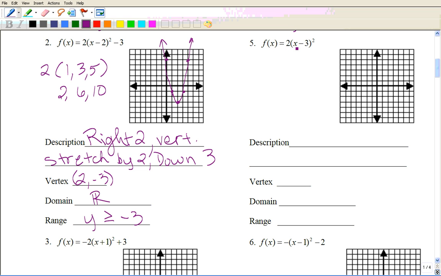On number 5, we have 2 times x minus 3 squared. So my parent function of a vertex of 0, 0, that -3 tells us that we're going to go to the right 1, 2, 3. The 1, 3, 5 is being multiplied by 2. So we have 2, 6, and 10. So when we go out 1, we'll go up 2. Go out 1, up 1, 2, 3, 4, 5, and that's 6. It's just off the screen.